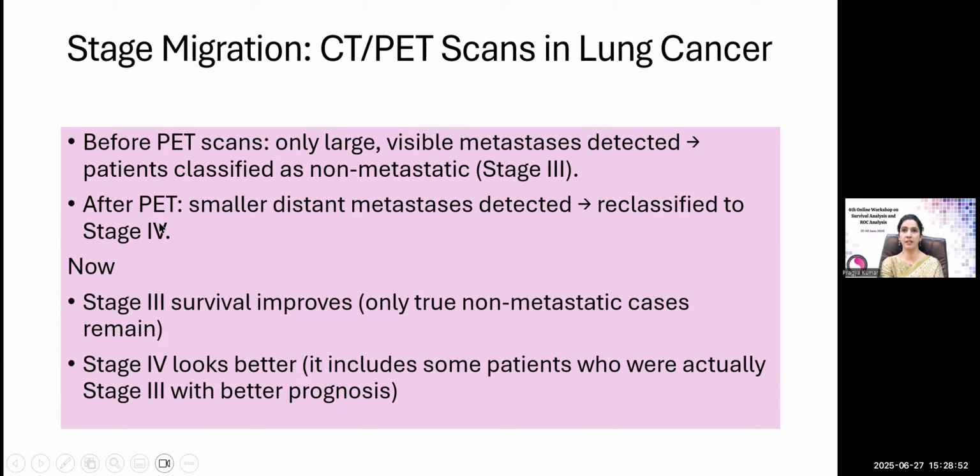So now the survival in stage 4 looks better because it has a few patients who were actually stage 3 with better prognosis, and stage 3 survival also improved because here there are only true non-metastatic cases. So that's why the overall survival experience of both these two sets of people improved, but actually there was no improvement in survival. That is known as the Will-Rogers phenomenon. That is just to show you the temporal change. If there is a temporal change in the diagnostic accuracy, how can you address that?